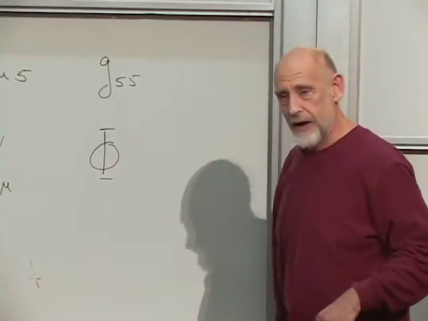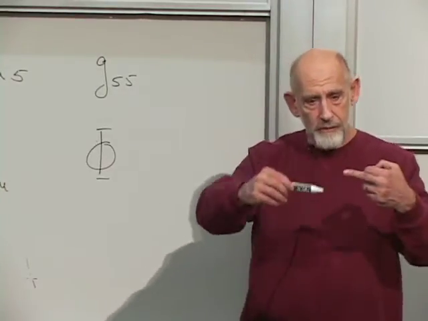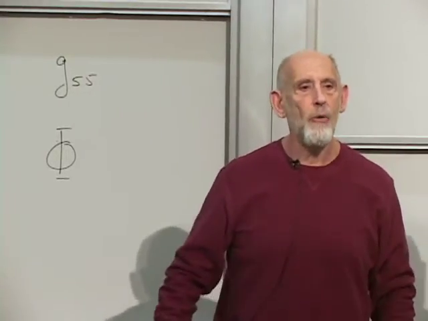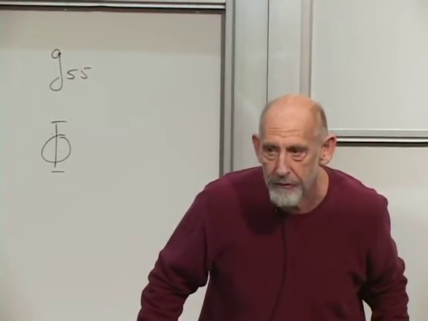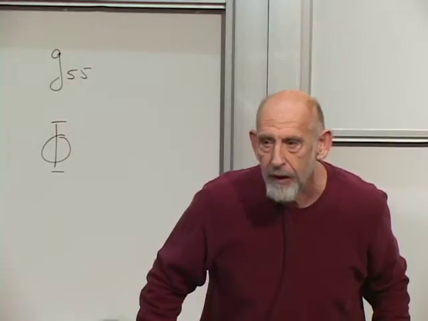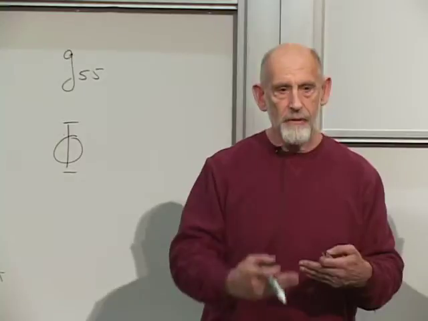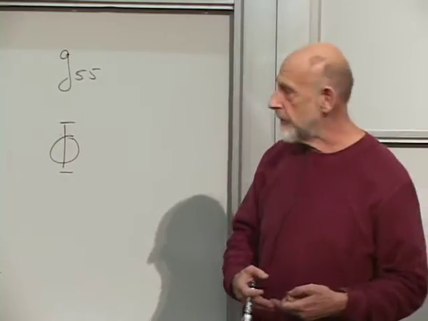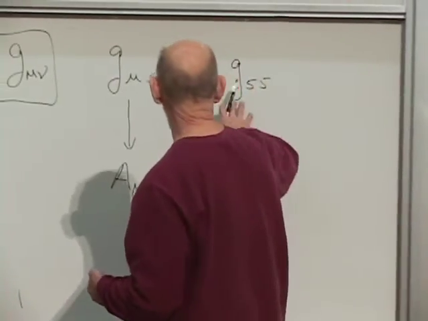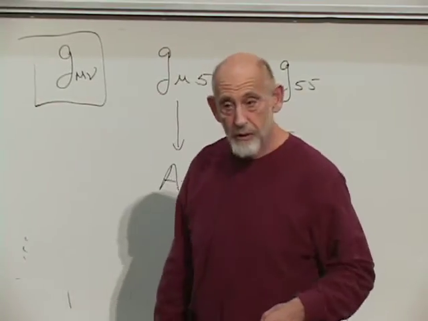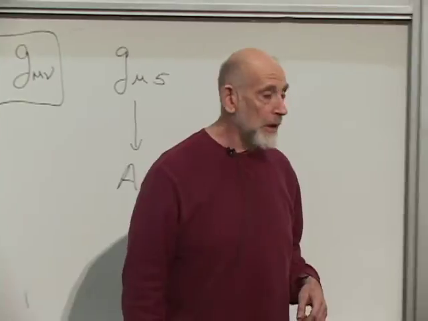What is G55? It's the component of the metric around the fifth direction. It tells you how big the fifth direction is. It's the square of the distance around the fifth direction. If G55 is big, the fifth direction is big. If G55 is small, the fifth direction is small.